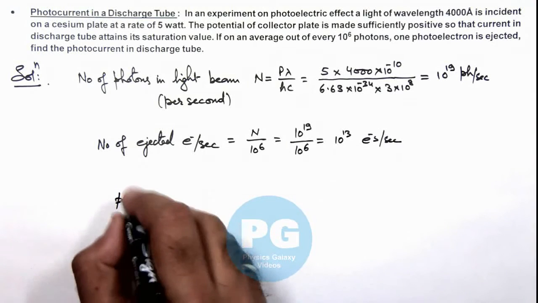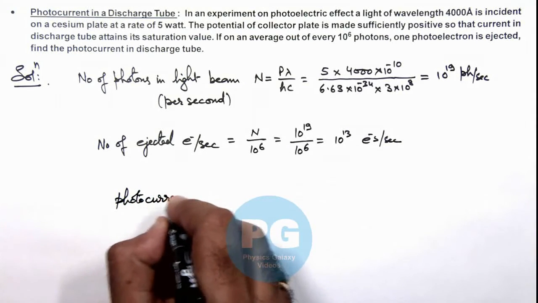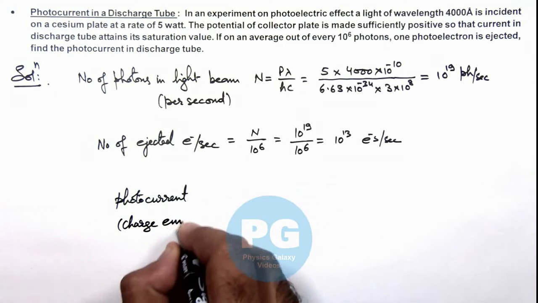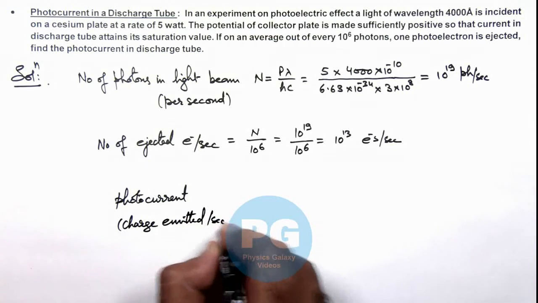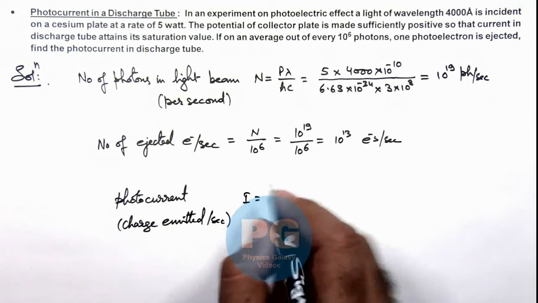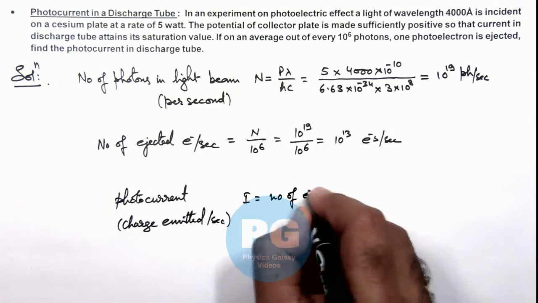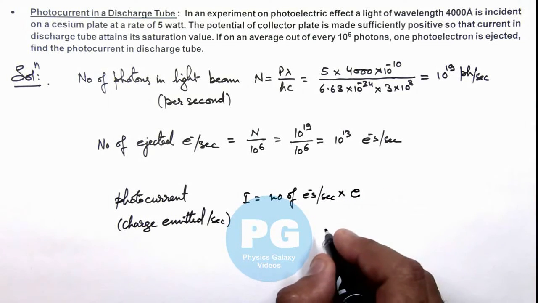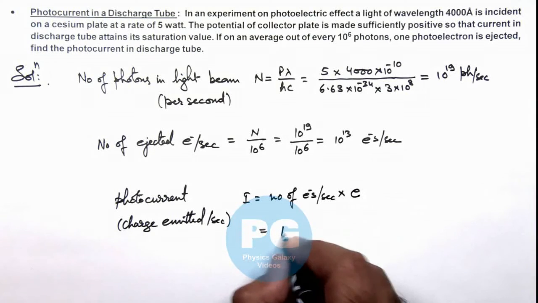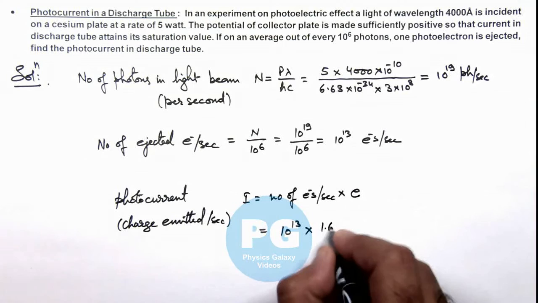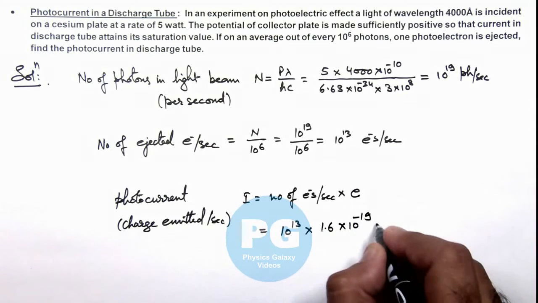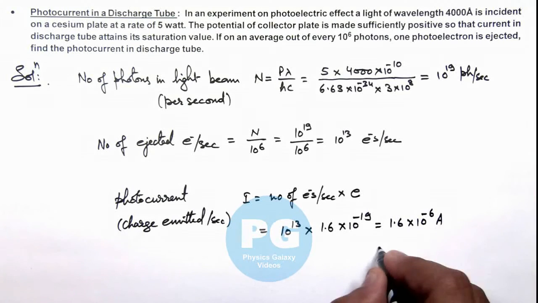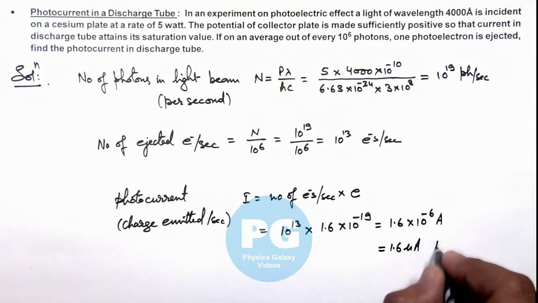Now we can directly calculate the photocurrent, which is the charge per second. We can write it: charge emitted per second is the photocurrent. This photocurrent can be written as the number of electrons per second multiplied by the charge of the electron, that is e. So we substitute the value. This is 10 to the power 13 multiplied by 1.6 into 10 to the power minus 19, which gives us 1.6 multiplied by 10 to the power minus 6 ampere, or it is 1.6 microampere. That is the result of this problem.